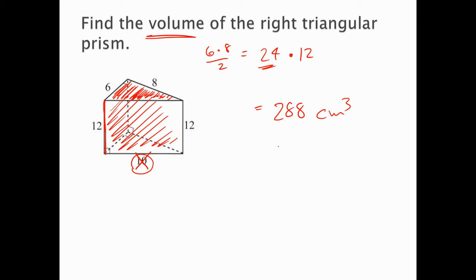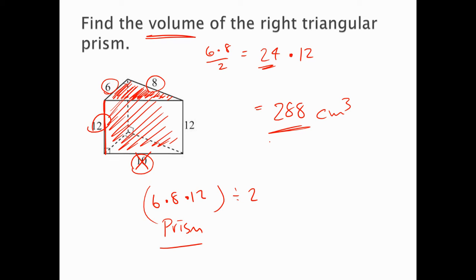So maybe you're like, well, is there a shortcut? Could I just do like length times width times height, 6 times 8 times 12, and divide by 2? And actually, yeah, that does work in this. Since this is a right triangle, if we do 6 times 8 times 12, that would give us the volume of a rectangular prism. So then if we cut that in half, divided by 2, we of course would get a right triangular prism. So there's a little bit of a shortcut, if you think of that as a shortcut.